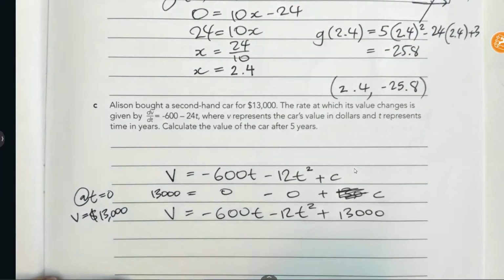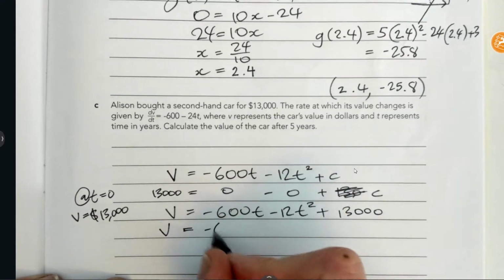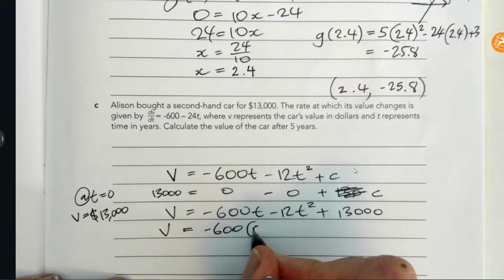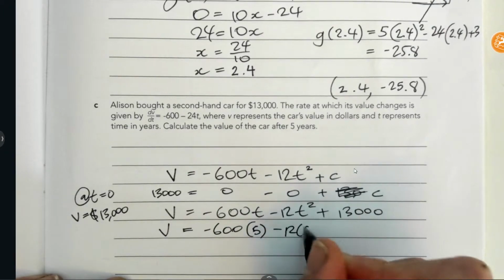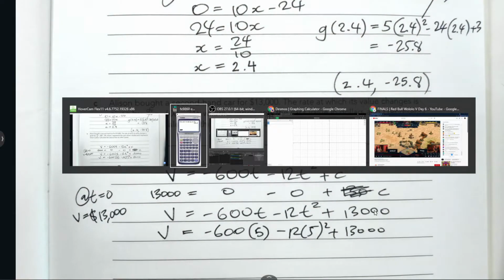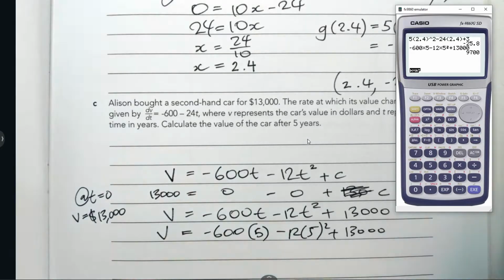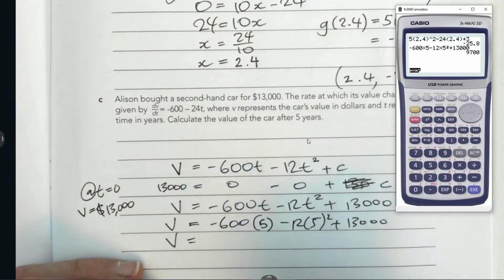Okay, plus 1300, and then they want to know 5 years. V after 5 years is negative 600, 5 minus 12, 5 squared plus 13 grand. Okay, calculator. Negative 600 times 5 minus 12 times 5 squared plus 13 grand. Yes, looks like the sort of value of a car after 5 years.